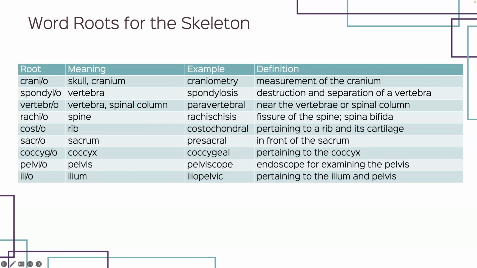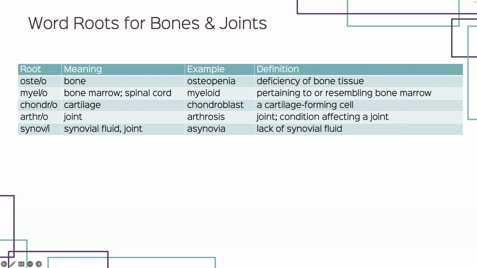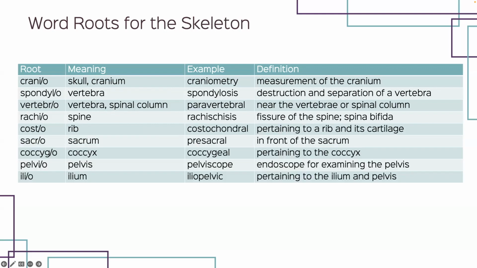And then word root for the skeleton. So the first one was just the bones itself, but this is actually like for the skeleton. Cranio is going to be for the skull. Spondylo is for vertebrae. Vertebro is for vertebrae as well as the spinal column. Rachi is going to be for the spine. So rachischisis is going to be a fissure of the spine, or what's also known as spina bifida.